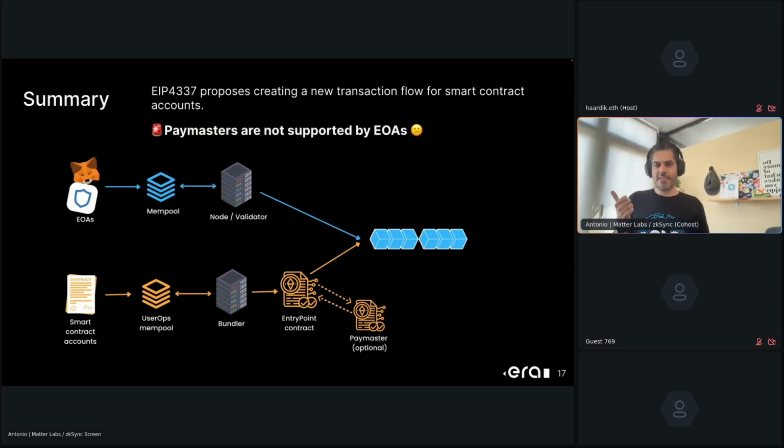But there is something not so good here. As you can see, paymasters are only linked to the entry point contract. That means that if you are using an externally owned account, if you are using your MetaMask, your Trust Wallet, your Ledger, you will not be able to interact with a paymaster on Ethereum, which is not great because 90% of people still use MetaMask. So at this moment it is something not so good.